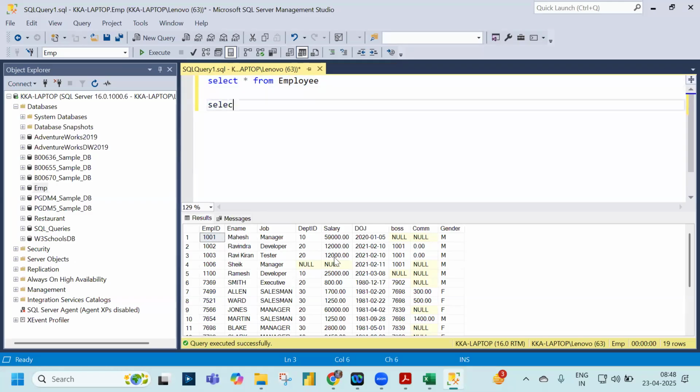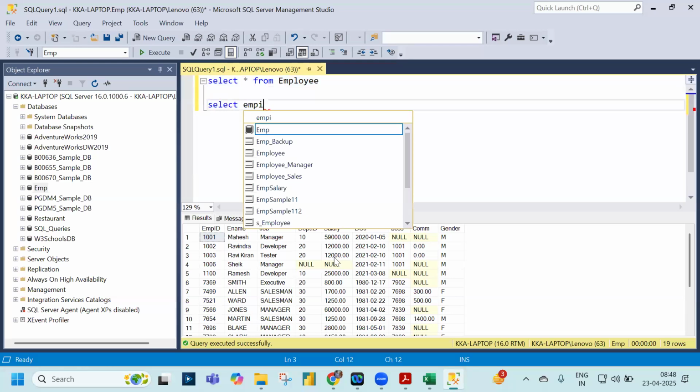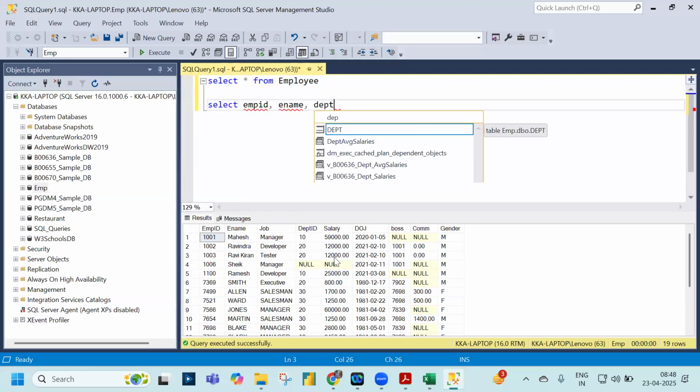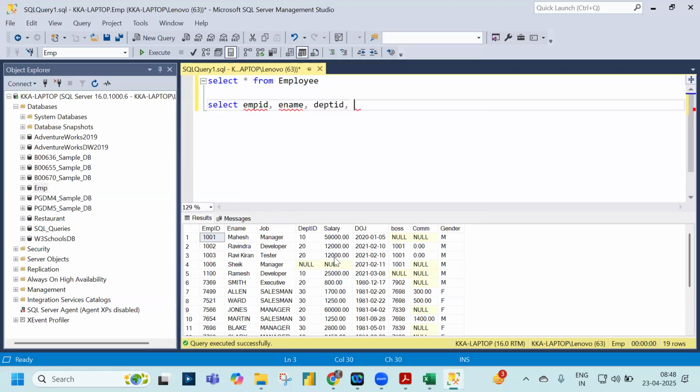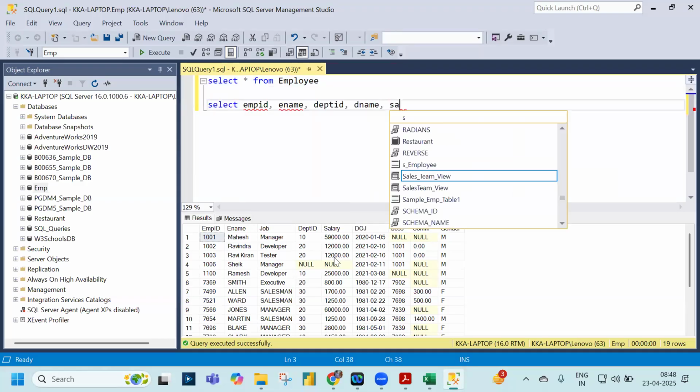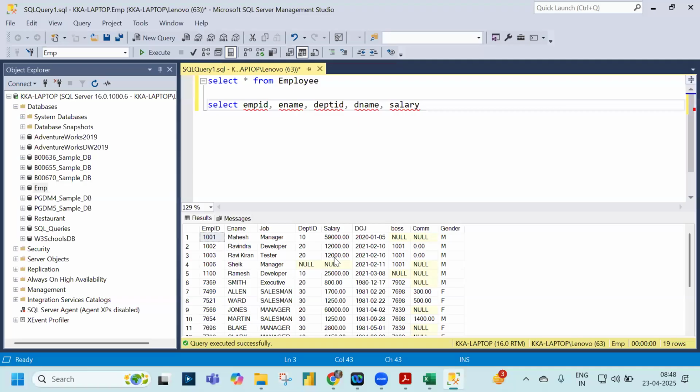Then what can I do? Select EMP ID, that is my primary key in this table, E name, DEPT ID, which is the foreign key in this table, D name, which is the name I want to get from the department's table, and the salary of the employee, from the employee table, consider that as E.